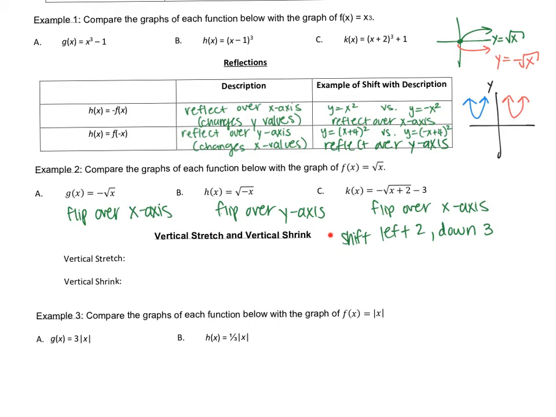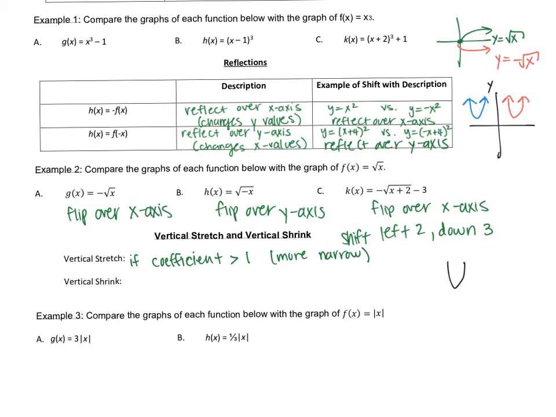In our last concept for transformations, let's talk about vertical stretch and vertical shrink. When you have a stretch, I want you to think of a graph stretching upwards. And when it does this, typically the coefficient is greater than 1. And that causes it to be more narrow. So oftentimes people see this as the graph getting skinnier.